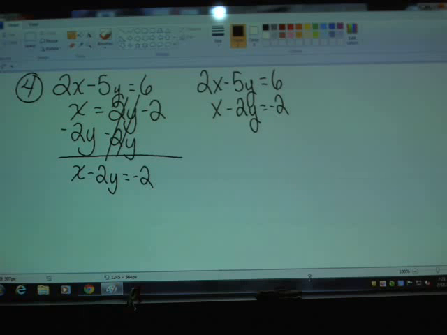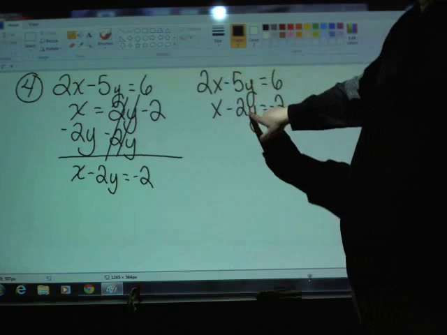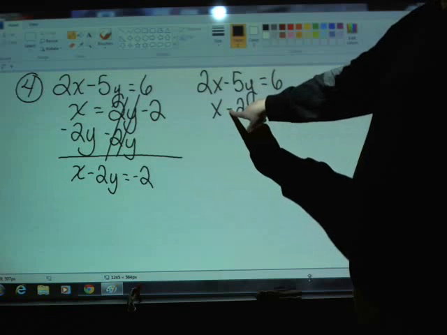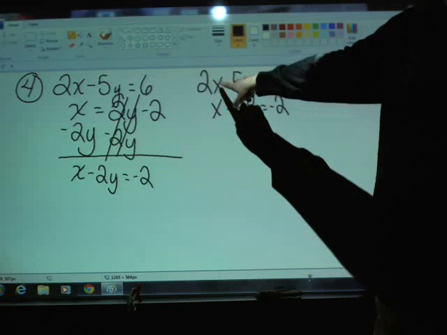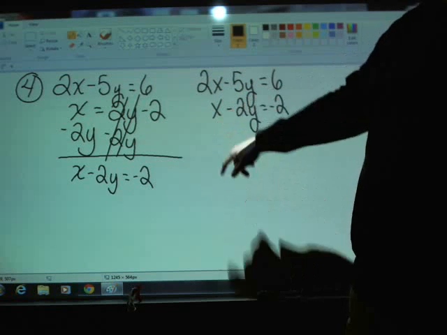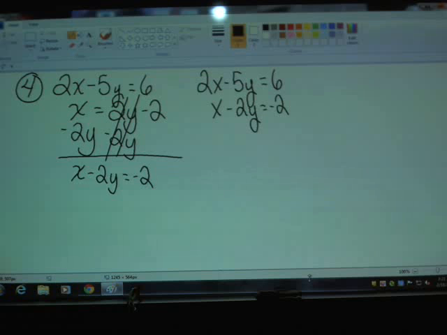But I don't have anything like in terms of value, but opposite in terms of the sign. As you can see, if we look at the y's, they both have minuses in front of them, and they're 5 and 2, so that doesn't help me. Here I've got a 2x, and here I've got an x. Those aren't like in terms of value, and they're both positive.